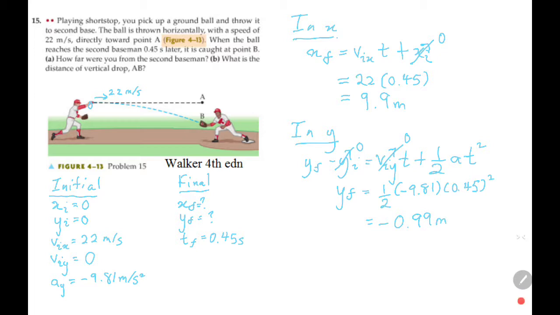0.99 meters. Notice that in the equation, the value that comes out is negative 0.99. That's correct because we've set the origin at the pitcher's hand. So notice that the ball will drop below the origin, hence the negative. It actually goes in the downwards direction. Okay, so that solves the answer for question A and question B.